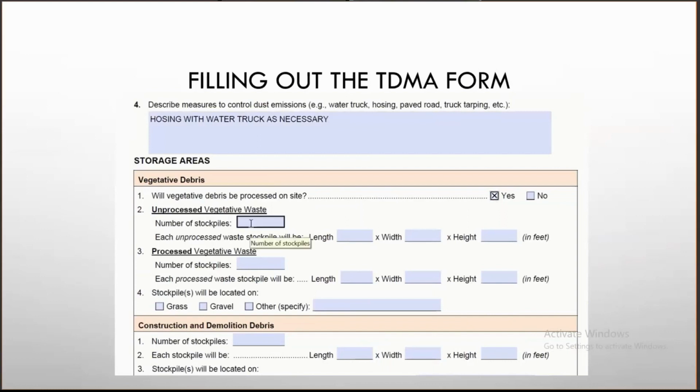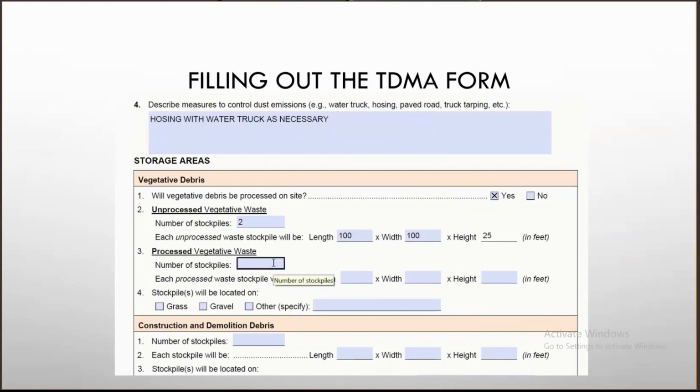And so here you would list how many stockpiles you're going to have for unprocessed vegetative waste. Let's just say 2, and each one is going to be 100 by 100 by 25. One of the things I need to mention is that vegetative debris piles cannot be any larger than 250 feet by 100 feet by 25 feet.